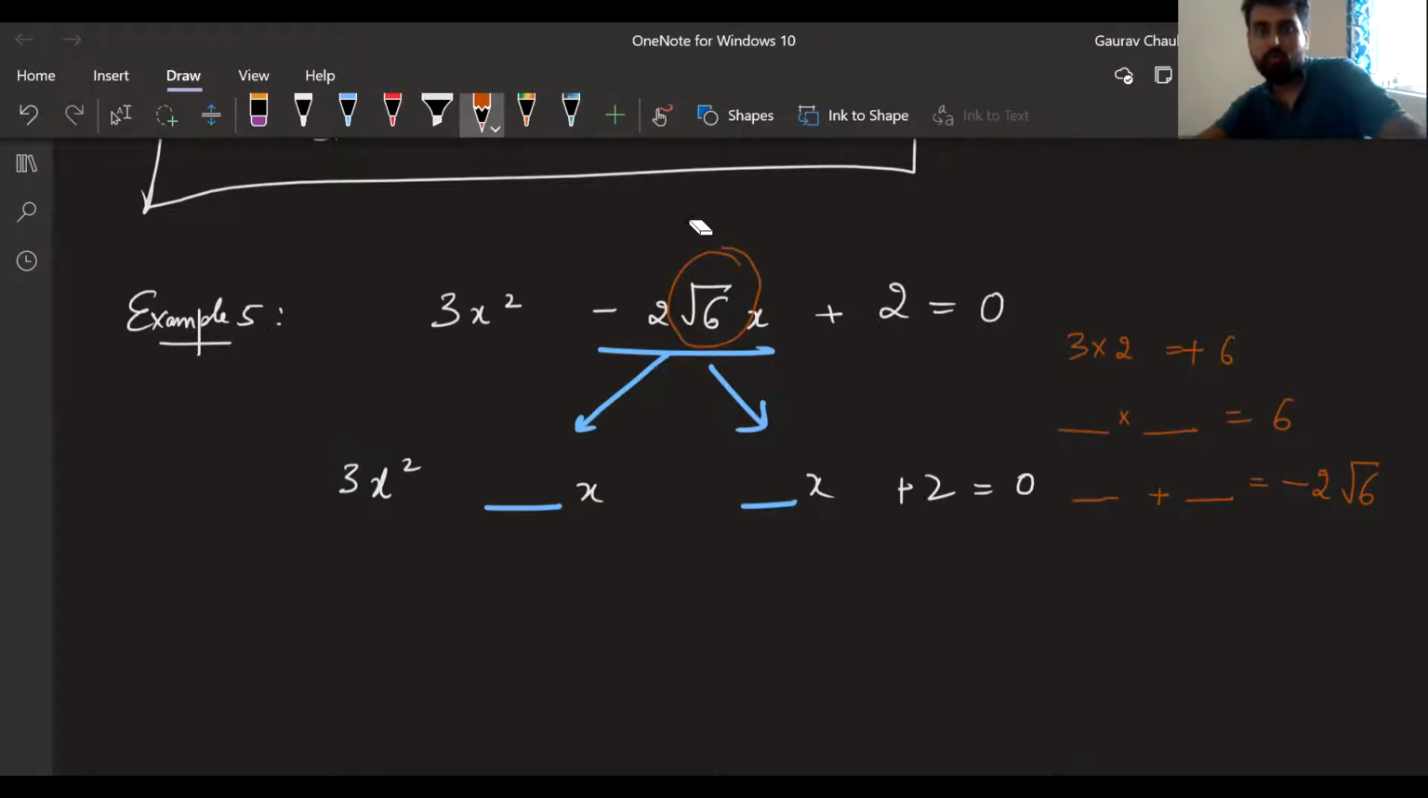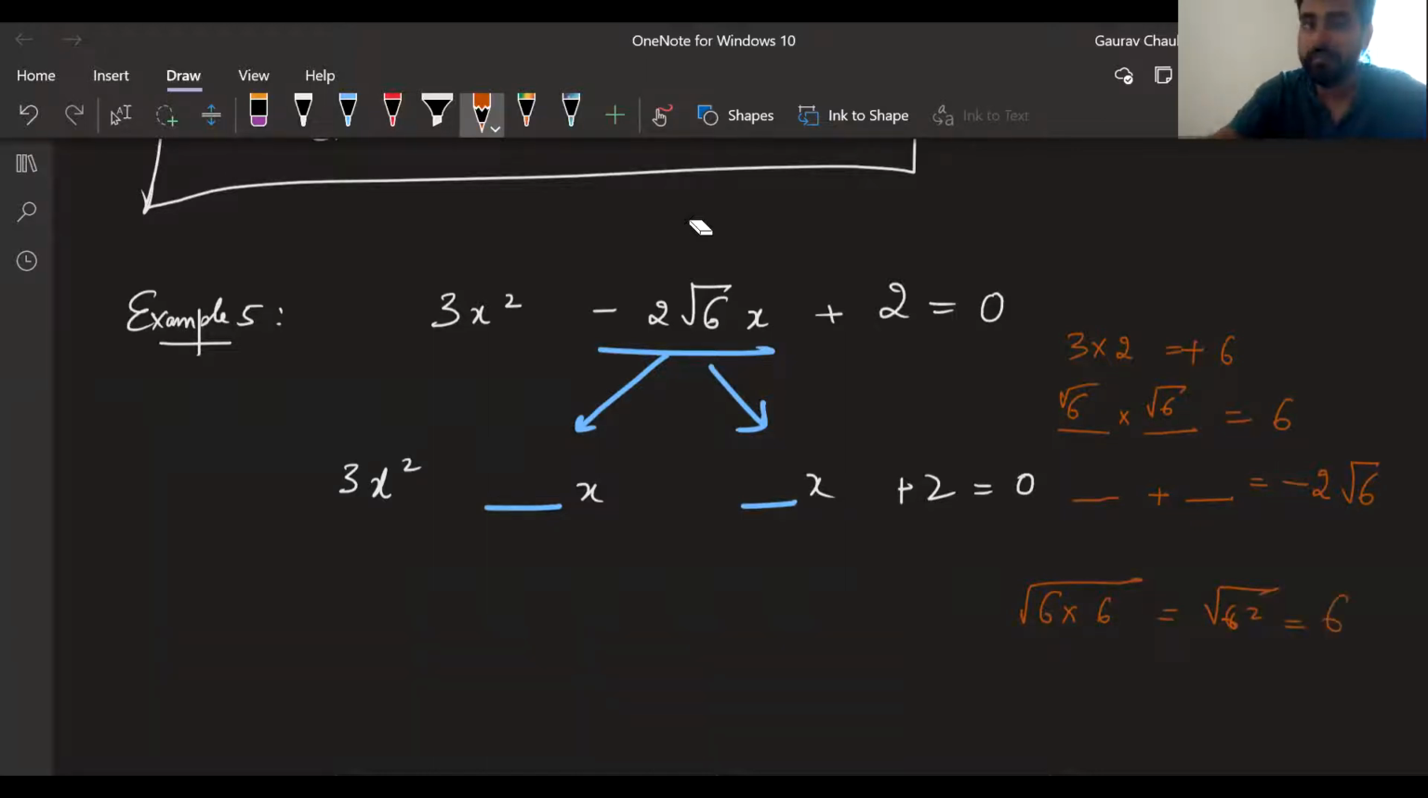We know root 6, so something root. When we see root 6, we should think of it like a variable, as we talked about so many times. So my brain is going, okay, 6 I have to get when multiplying. If I simply multiply root 6 into root 6, I will get 6, because it will become root over 6 into 6, root over 6 square, that's basically 6 only. Yeah. So that's how my brain is going.